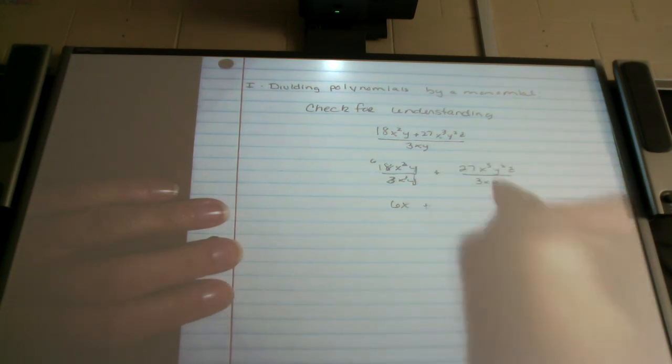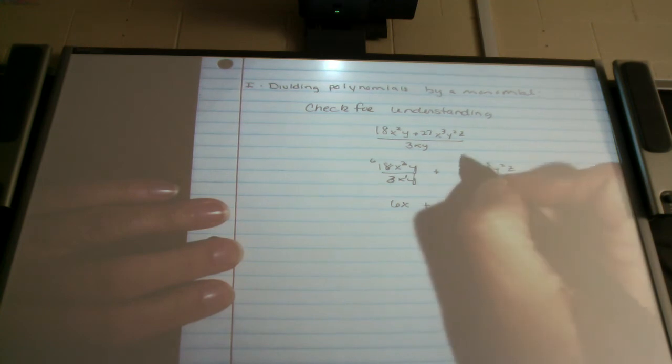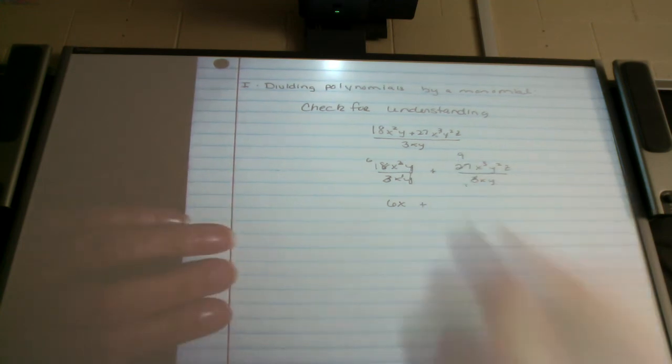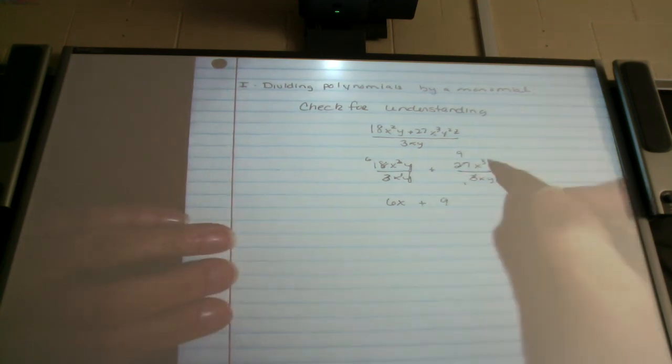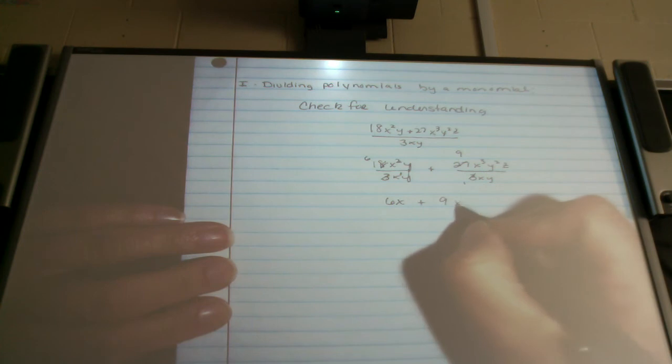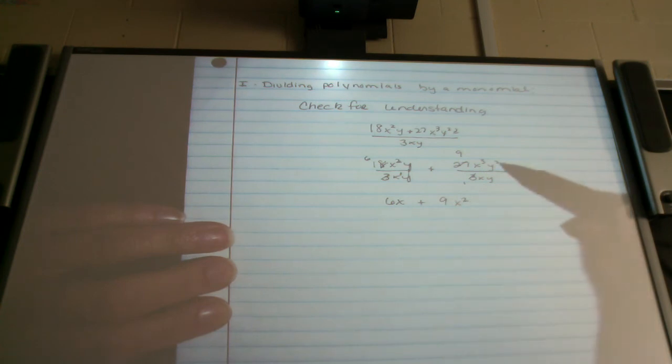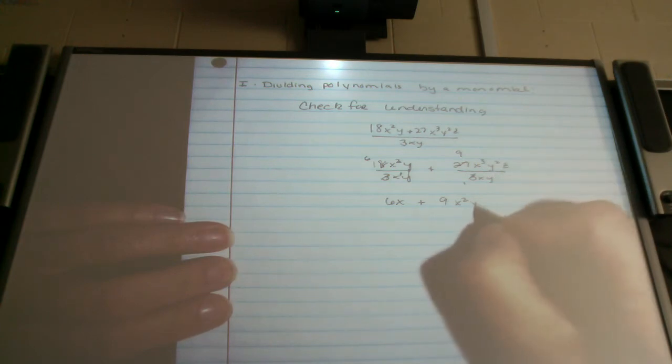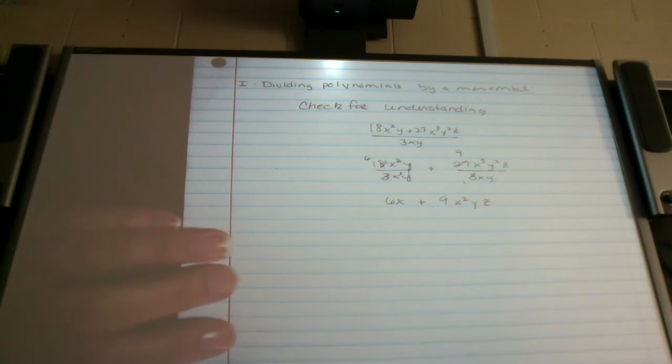Plus 27 and 3 are both divisible by 9. I have 3 x's on top, 1 x on bottom, so I'm going to subtract them. 3 minus 1 gives me x squared. I have y squared on top, y on bottom. Subtract. 2 minus 1 is 1. And then I have that z, which I can't combine with anything.